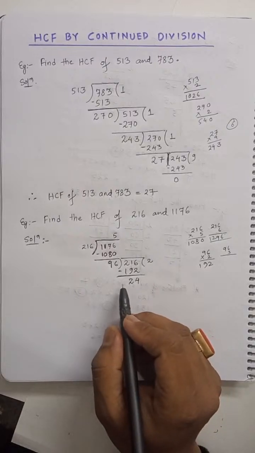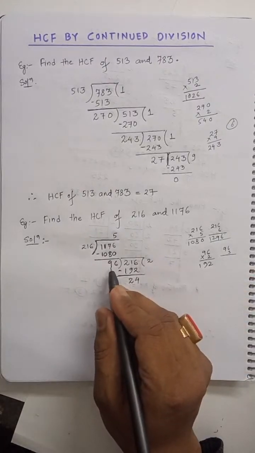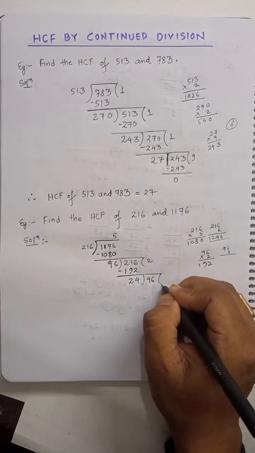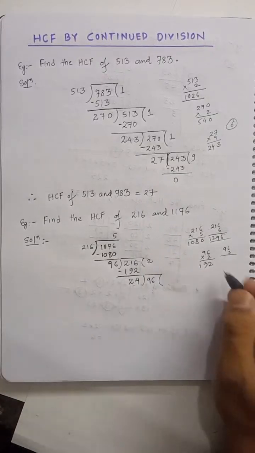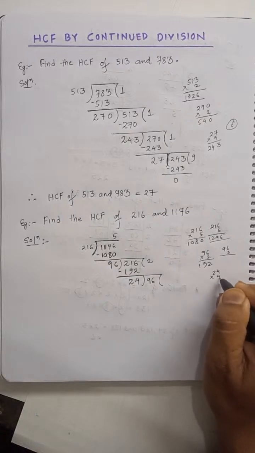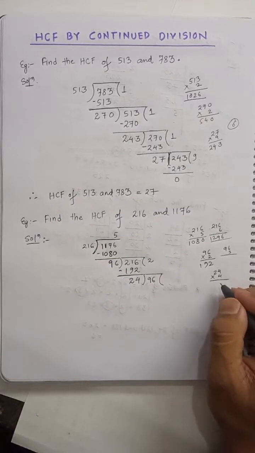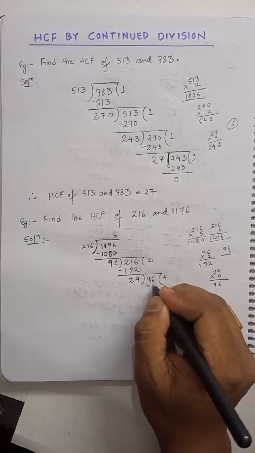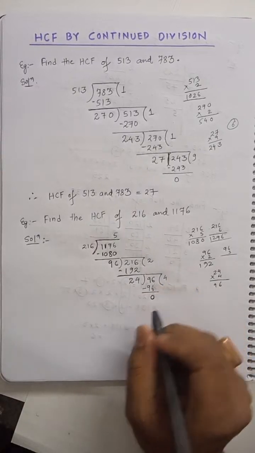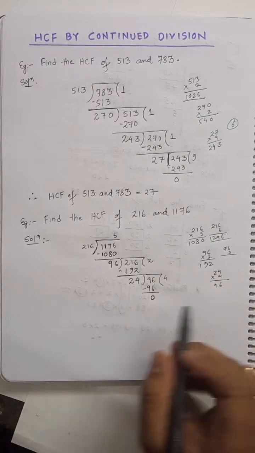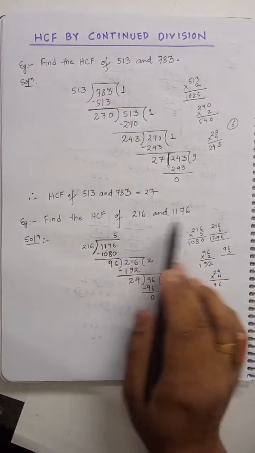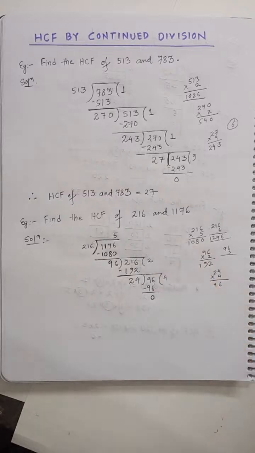Now this remainder will become the divisor for the next step, and the 96 will become the dividend for the next step. So 96. So I think we have arrived at the answer, because 24 into 4 is 96. Is it? 16 and 9. Yes. 24 into 4 is 96. Now at this point our remainder is 0, and when the remainder is 0, when our divisor is 24, that means the HCF of 216 and 1176 is how much? 24.